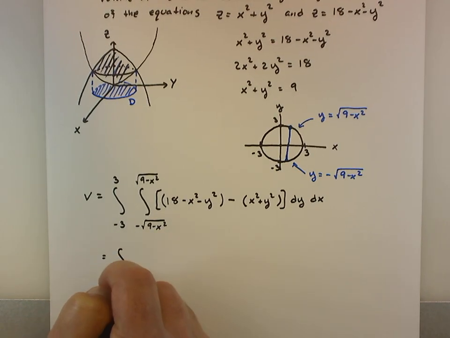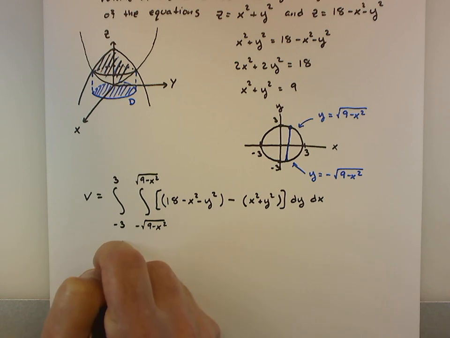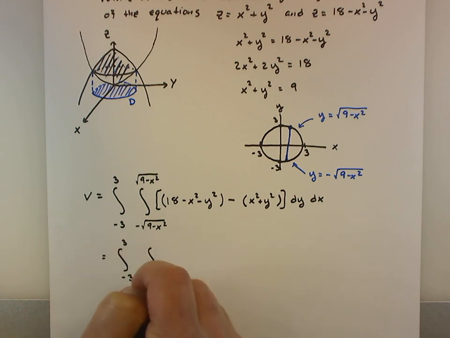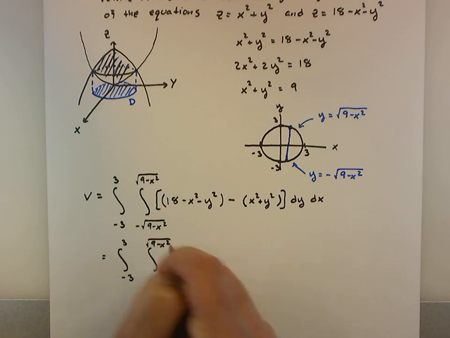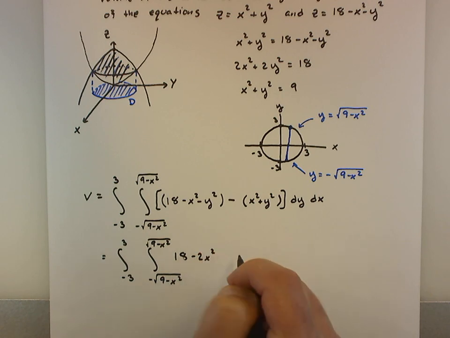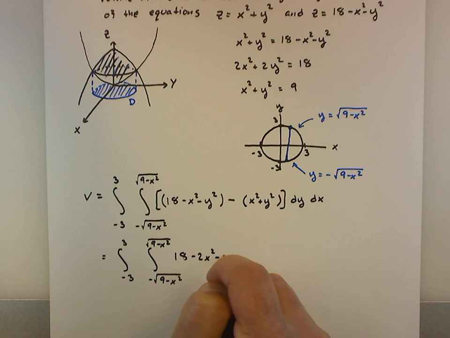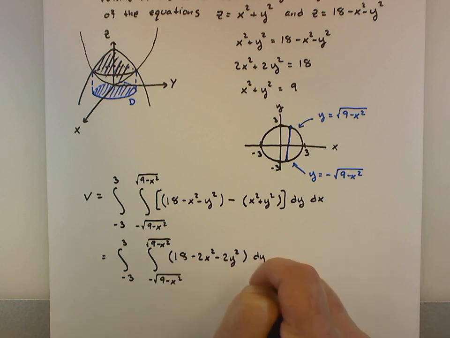If I simplify this integral, I'm integrating from negative 3 to 3, and then negative root 9 minus x squared to positive root 9 minus x squared of 18 minus 2x squared minus 2y squared dy dx.